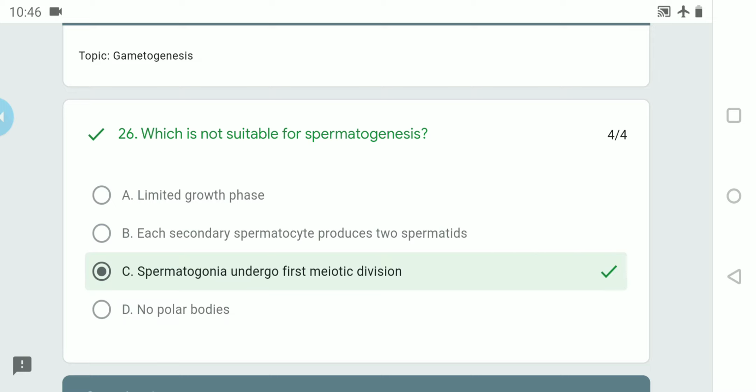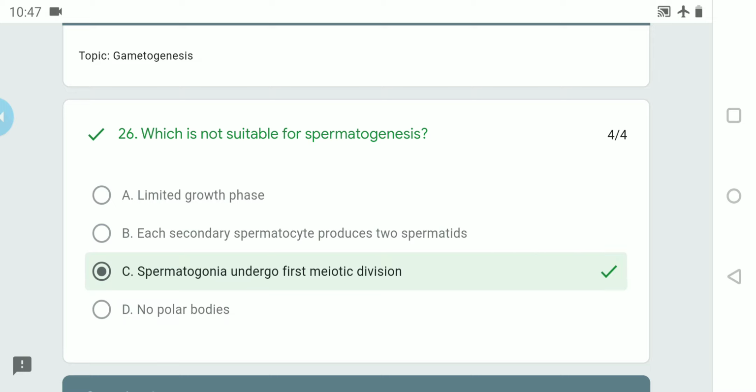A limited growth phase, yes, we can identify. Then each secondary spermatocyte produces 2 spermatids, that is also correct. Then C, spermatogonia undergo first meiotic division. See, this is not suitable. Then D, no polar bodies. There is no question of polar bodies in spermatogenesis; polar bodies can be identified only during oogenesis.